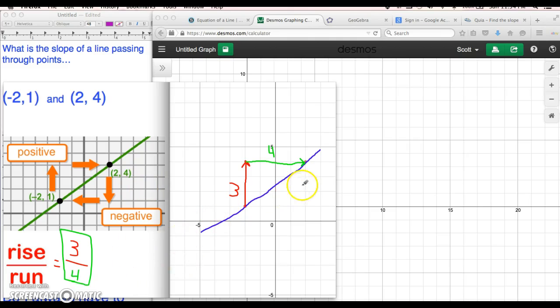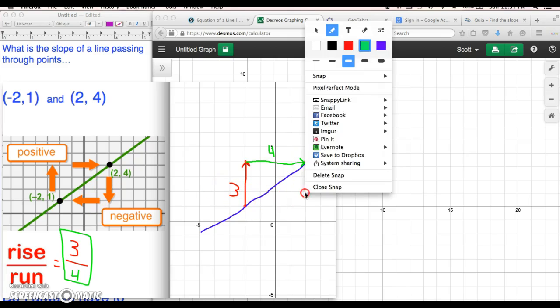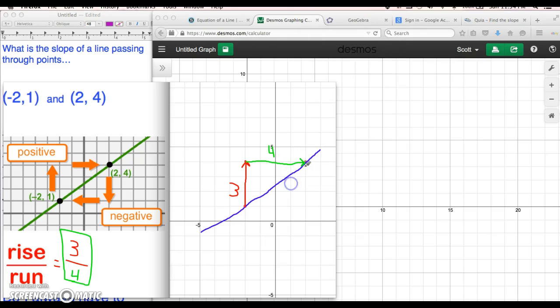But wait, what if I started counting from the rightmost point instead of the leftmost point? Let's see how that works. So I'm going to do the same steps. I'm going to go up or down until I'm even with the other point. In this case, I have to go down. According to my little graph here, anytime you go down, it's going to be negative. So that's a -3 this time.